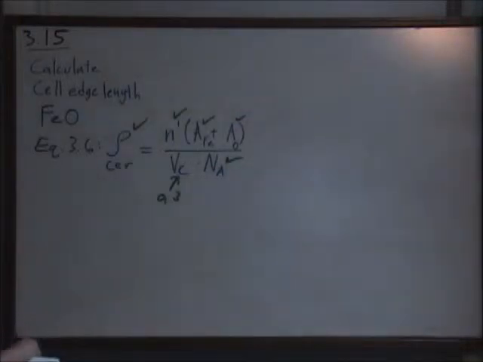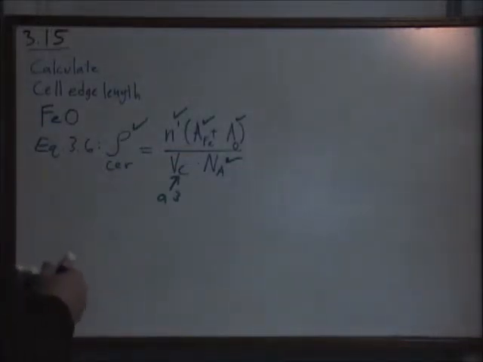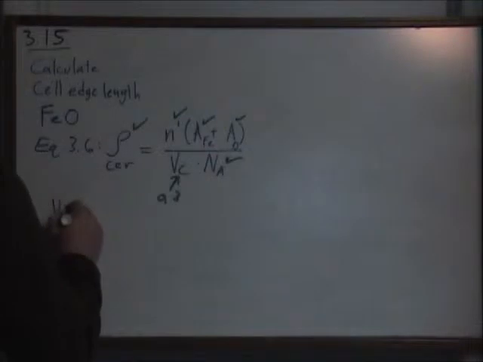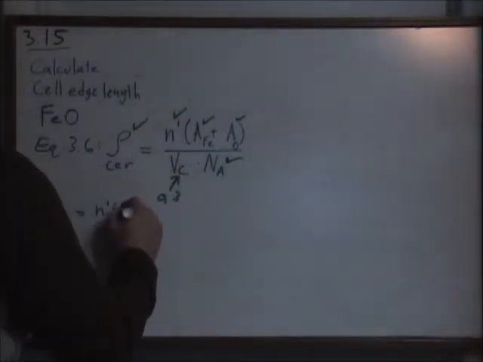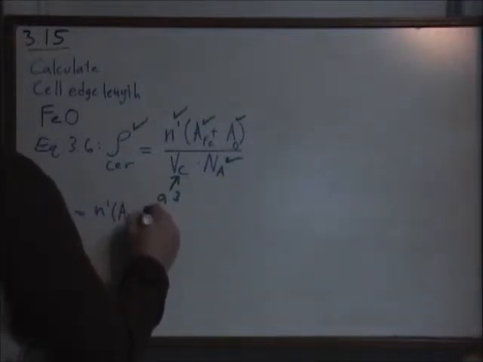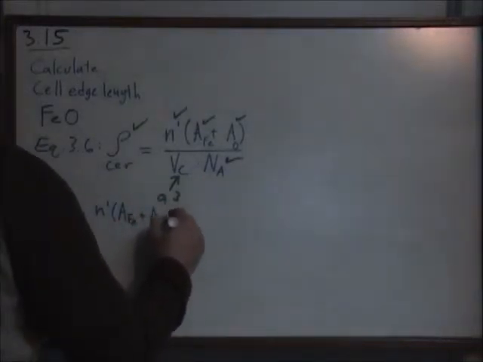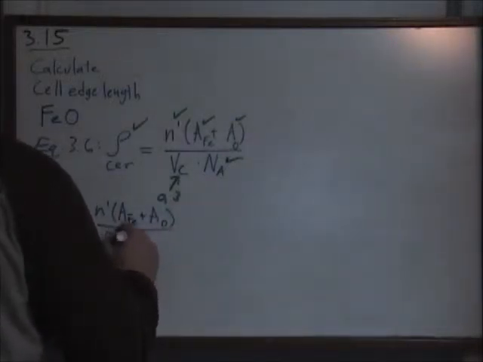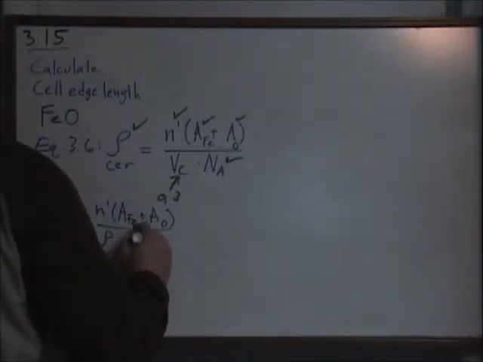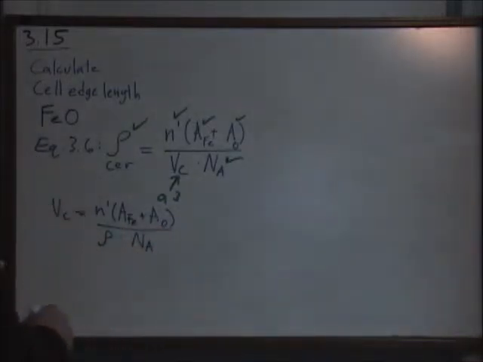of 5.7 grams per cubic centimeter. So we have everything. All we need to do is solve for a cubed. So rearranging the equation, Vc equals N prime times A_Fe plus the atomic mass of the oxygen, all over the density times Avogadro's number.